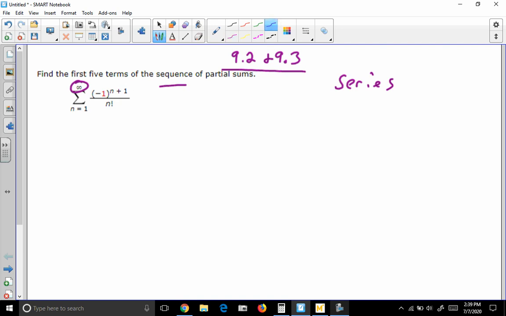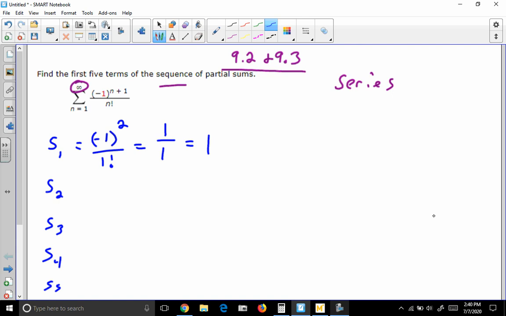So list or find the first 5 terms of the sequence of partial sums: S sub 1, S2, S sub 3, S sub 4, and S sub 5. Where S sub 1 is the very first one, where we put a 1 in, and we get negative 1 to the 1 plus 1 over 1 factorial. So negative 1 squared is 1, 1 factorial is 1. So we get 1 for the very first term. So the first partial sum is just the first term.